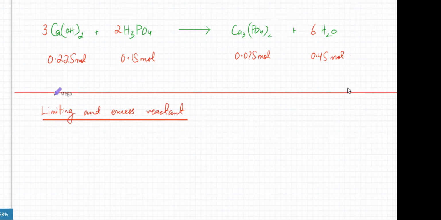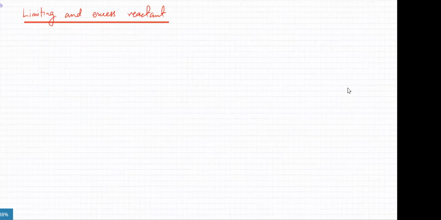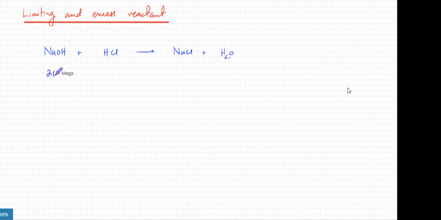Limiting and excess reactant, what happens in that? I'll give you an example. It's an extension of what we are doing right now. So I've got a reaction in which the ratio is 1:1. I've got NaOH reacting with HCl and it produces NaCl and H2O. And I've got 20 moles of this, and I've got 35 moles of HCl.